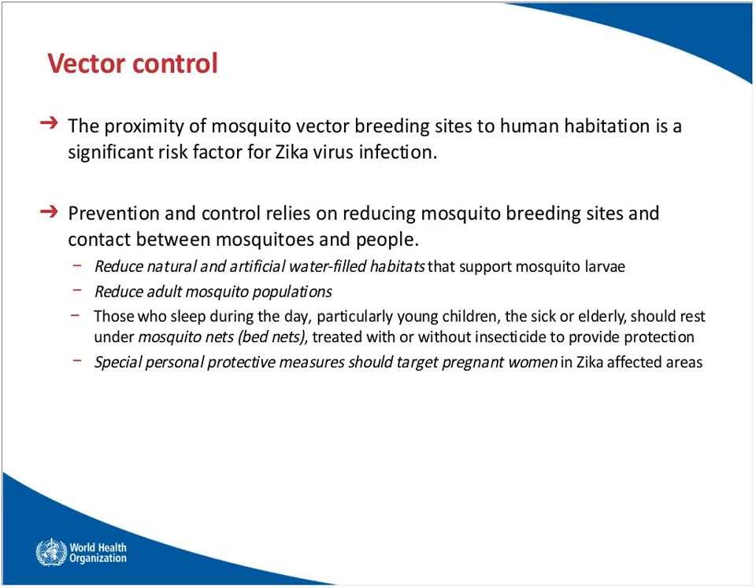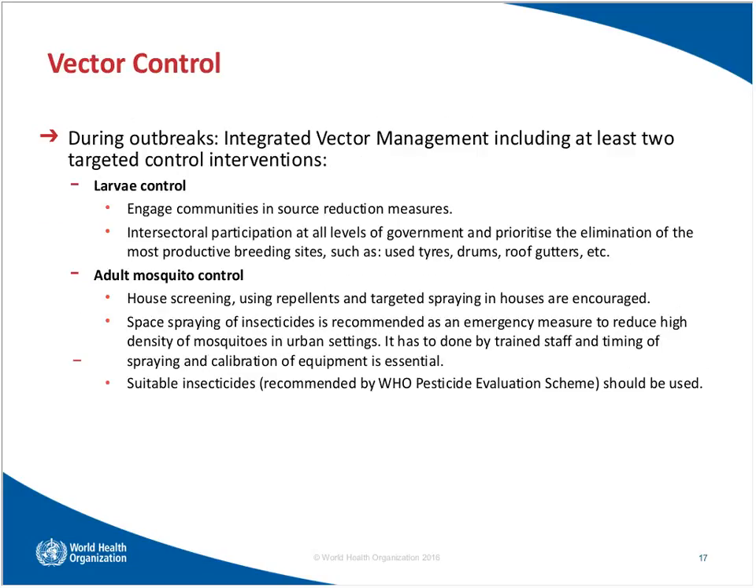So we could do that, for instance, for those people who are sleeping during the day, for instance, children or the sick and elderly, they can use mosquito nets. We can also reduce adult mosquito populations and also reduce some of the habitats where the mosquitoes are reproducing, basically reducing the larval sites. And also we could communicate to people that they should use personal protective measures such as clothing and insecticides so that they can prevent getting bitten by the mosquitoes.